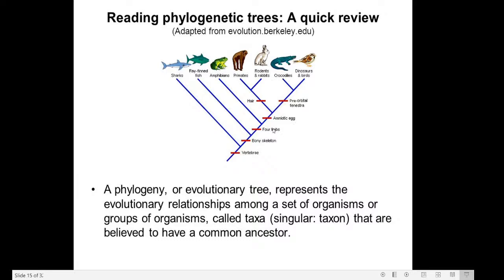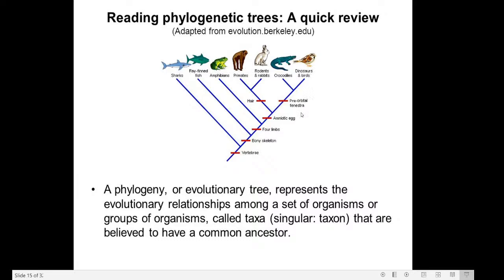And the amniotic egg. So it comes in a different branch. After that, based on the amniotic egg, we can divide into two groups. There are four different species: primates, rabbits, crocodiles, dinosaurs.